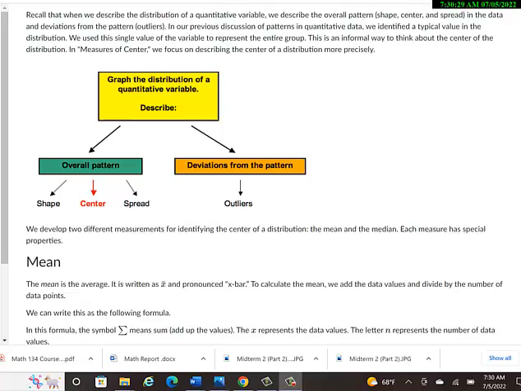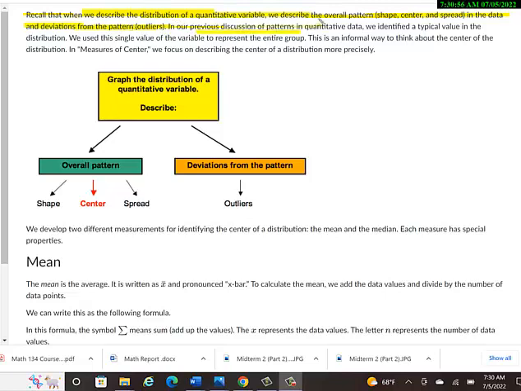In this module, we'll talk more about center, and instead of eyeballing it and seeing about where the center looks like, we'll actually use technical, math ways to calculate it. So it starts out here. Recall that when we describe the distribution of a quantitative variable, we describe the overall pattern, which includes the shape, center, and spread, and deviations from the pattern, which of course we call outliers, as we saw in previous modules.